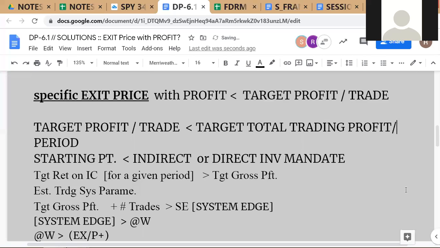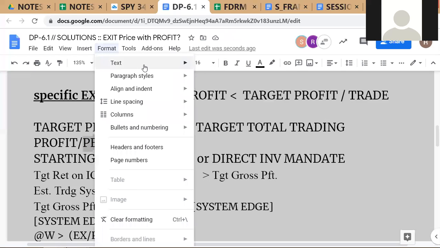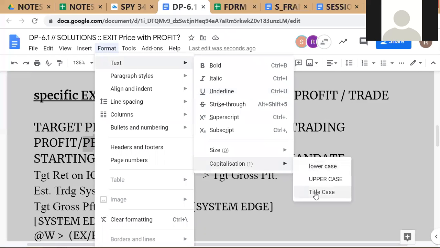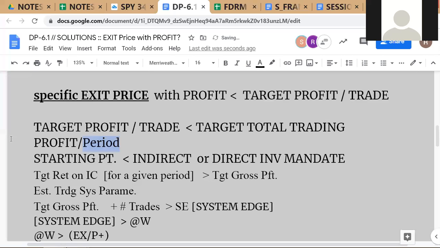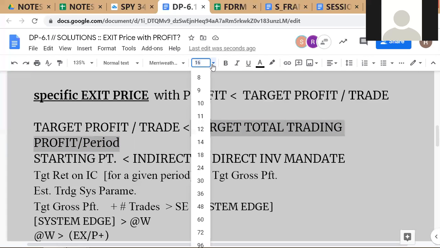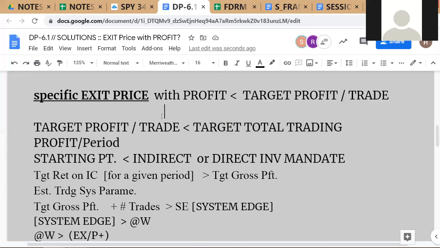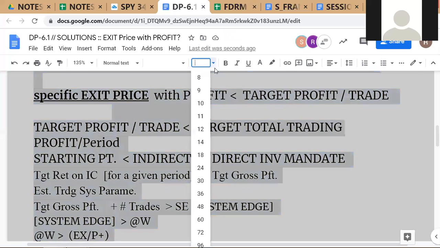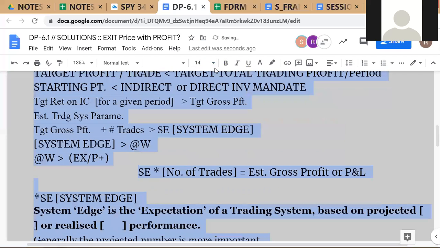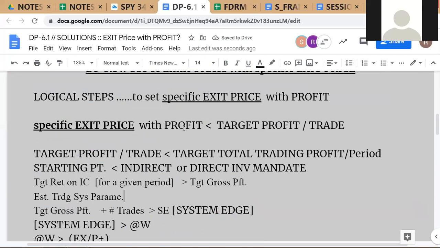Maybe we can bring it here. Still doesn't go. I just like to see everything together. This font is too big actually. We don't need 16. We can make everything 14. Yeah, that's much better.